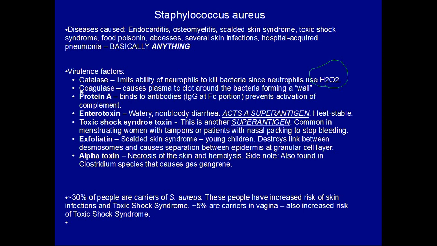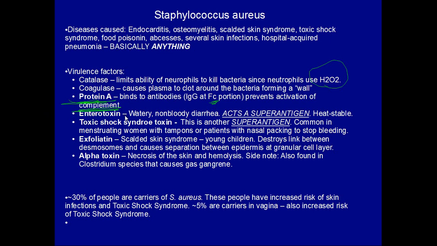Coagulase. Coagulase causes plasma to form a clot around the bacteria. When you form a clot around the bacteria, neutrophils can't gain access to the bacteria and it makes a wall. These ones in bold are the most high yield and most important. First, protein A. Protein A binds to antibodies, specifically IgG at the Fc portion. The Fc portion of the antibody is the part that causes the complement cascade to be initiated. If you block the Fc portion, you cannot activate complement, and it prevents the complement immune response. This is why protein A is very important.